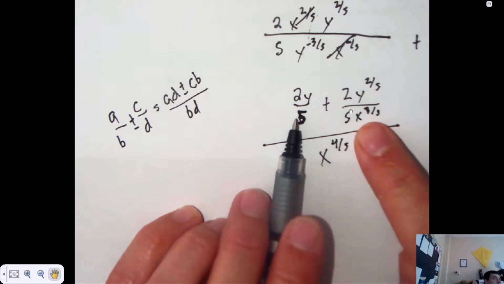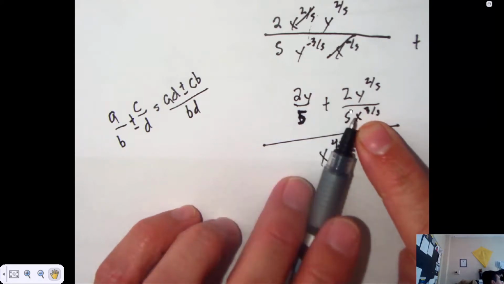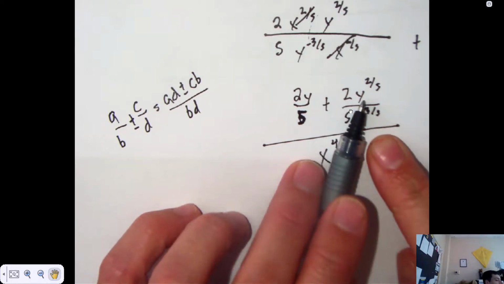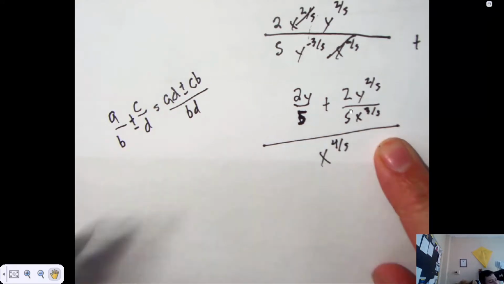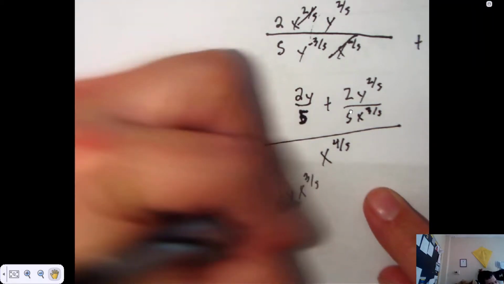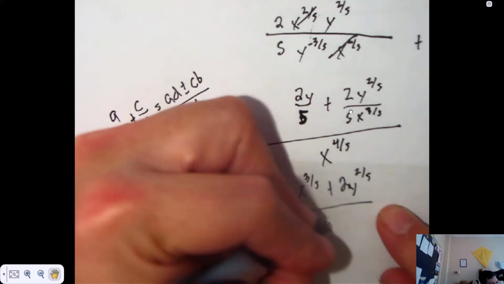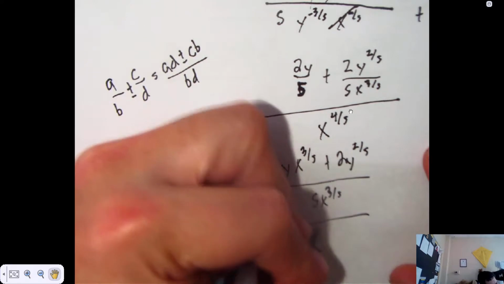Like here we have 5 and 5x to the 3/5. This 2y needs x to the 3/5. This guy needs nothing because it already had x to the 3/5 down low and it's already got the 5 down low. So I'll give that 2y the x to the 3/5 power. I'll give the 2y to the 2/5 power nothing because it doesn't need it. And the unified denominator is 5x to the 3/5 power. And it's all sitting over x to the 4/5.